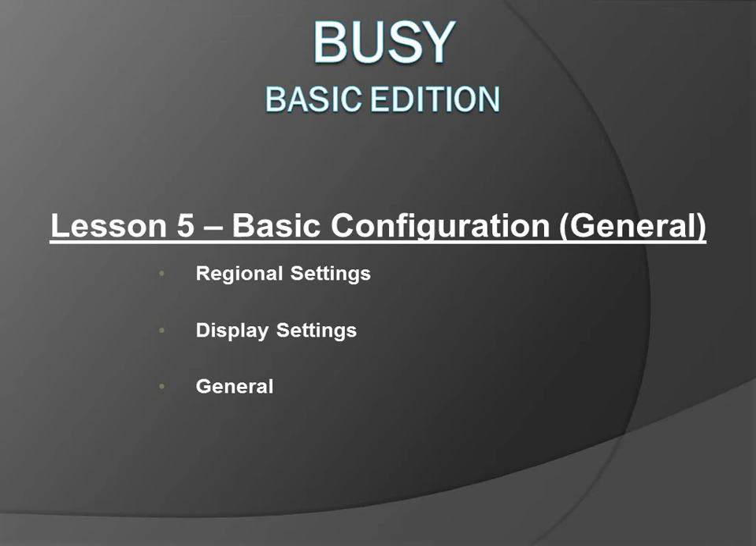Lesson 5: Basic Configuration, General. After company creation, our first step is to configure the company as per our own requirement. Basically, you need to configure or customize various options as per your company's need. You can enable various options, and if you want you can disable certain options which you do not need. In this chapter we'll discuss regional settings, display settings and general settings.